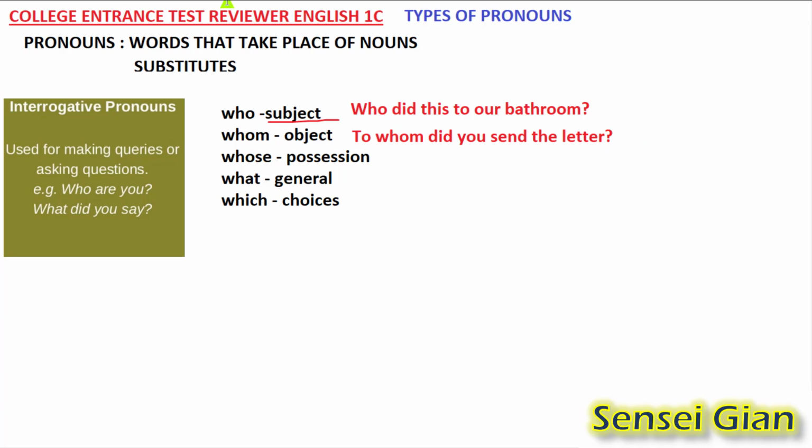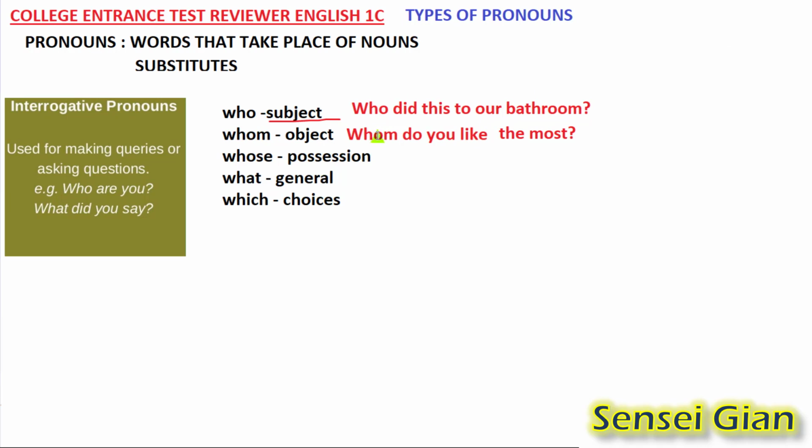I'll give you another example. Whom do you like? Or, whom do you like? So again, you here is the subject, and like is the verb, but the target of like isn't. It's the whom. Here's another thing. Who can be answered by he or she, but whom is always him or her.